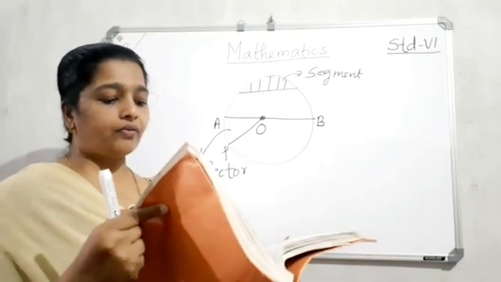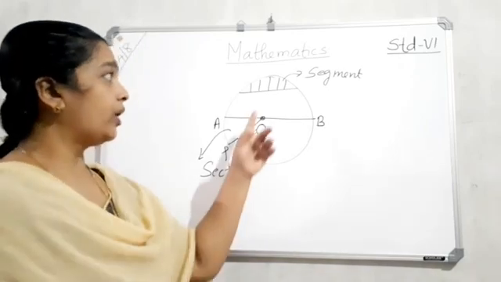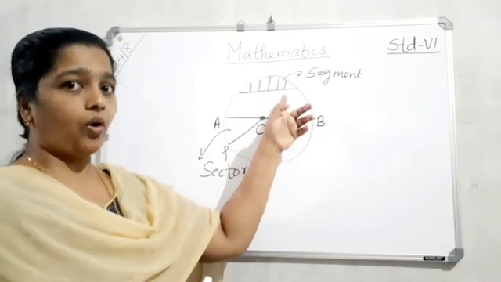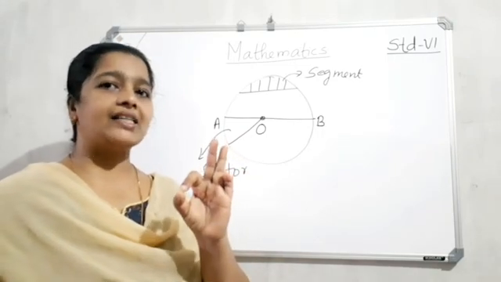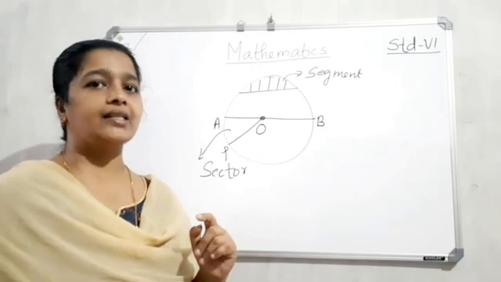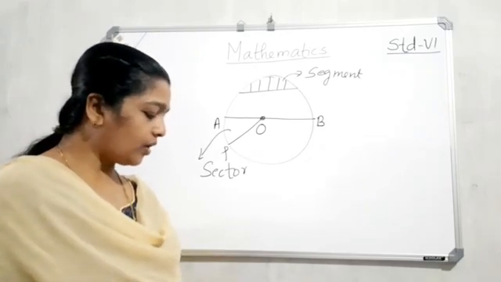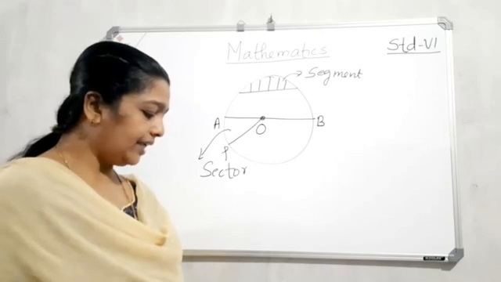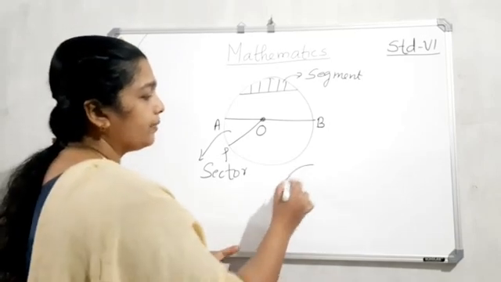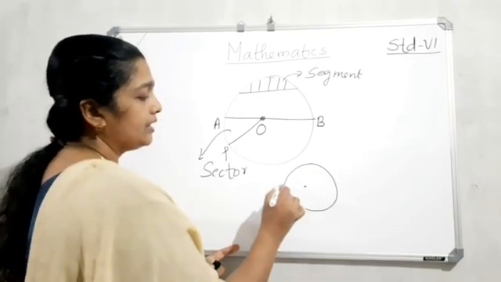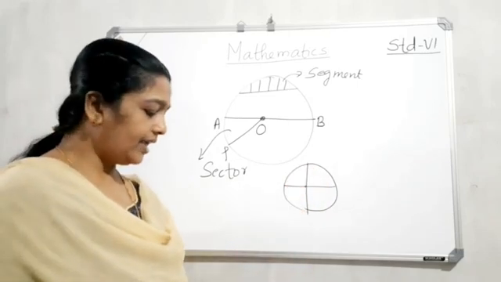Is every chord of a circle also a diameter? No. This is one chord, this is not a diameter. Diameter is only that chord passing through the center of the circle. So the answer is false. Next, 2 diameters of a circle will necessarily intersect. This is one diameter, this is another. So they intersect. So that is true.